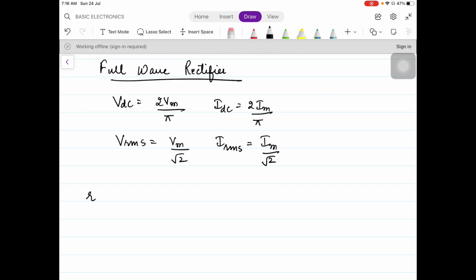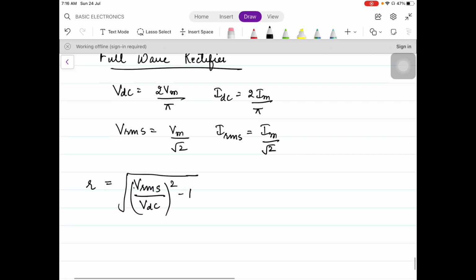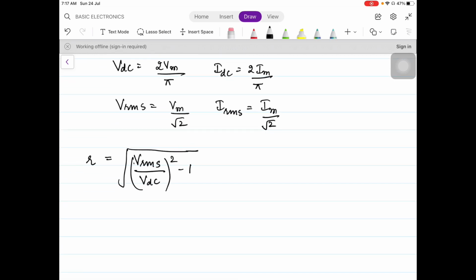Now the first parameter that we should know to calculate is ripple factor. First of all, we should remember the mathematical expression to calculate the ripple factor. The expression for ripple factor is the square root of (VRMS upon VDC) whole square minus 1. When you put the values of VRMS and VDC for whichever rectifier you want, you will get a fixed value because Vm will get cancelled out, either for half wave rectifier or for full wave rectifier.